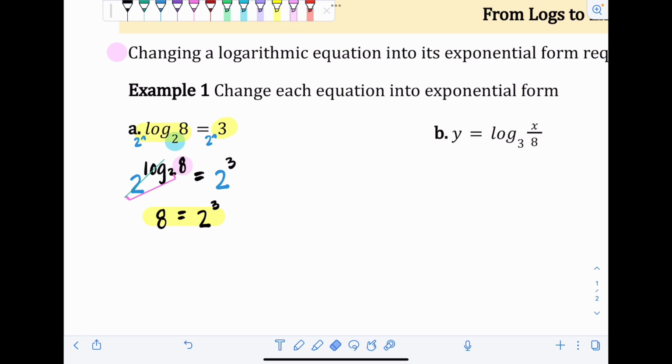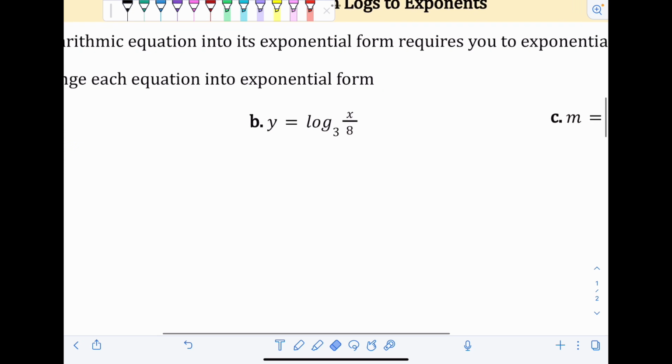Okay, so 8 equals 2 to the third power for A, and then for B, it's y equals log base 3 of x over 8. So I want to change it to exponential form. I'm going to have to exponentiate it. Before I can do that, I have to determine my base. It should match the base of the log, which is 3.